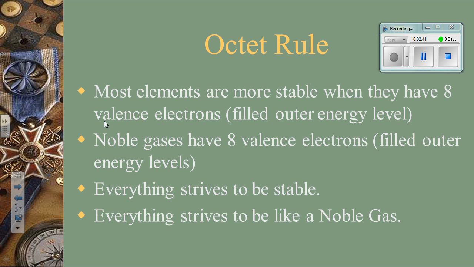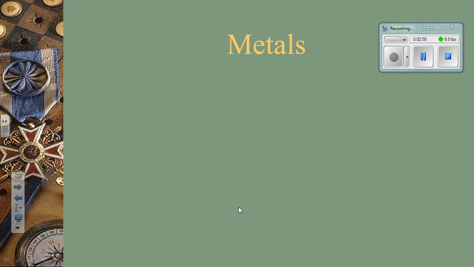I'm going to make some kind of analogy here. The noble gases are like the nobility, and everything wants to be like the nobility. It's just a silly analogy, but one that works pretty well. Okay, so what we'll do then is we'll start looking at different groups of elements now, starting with the metals in the next video, and see what's going to happen with their electrons and the octet rule.